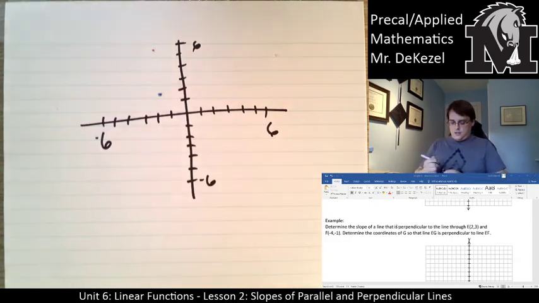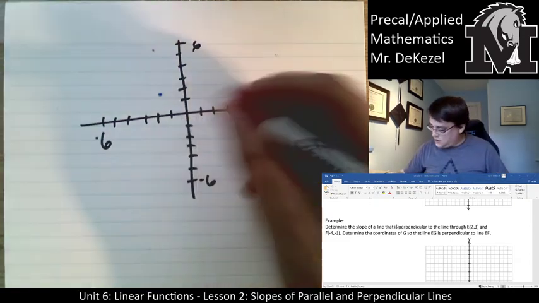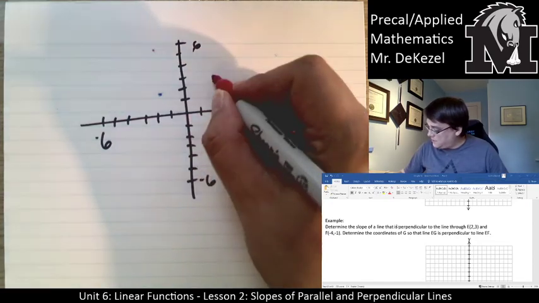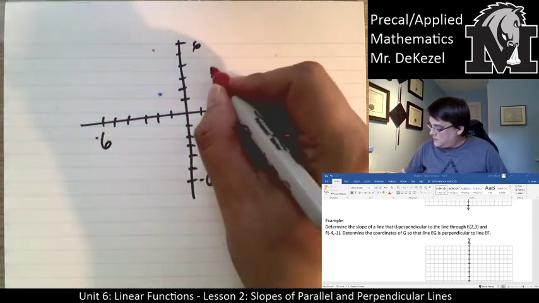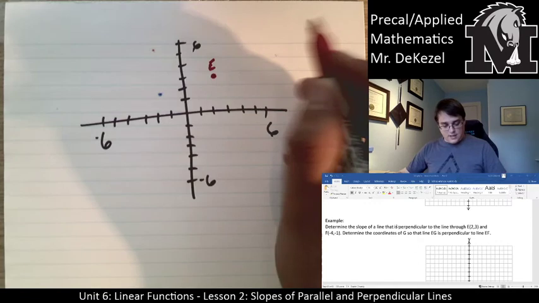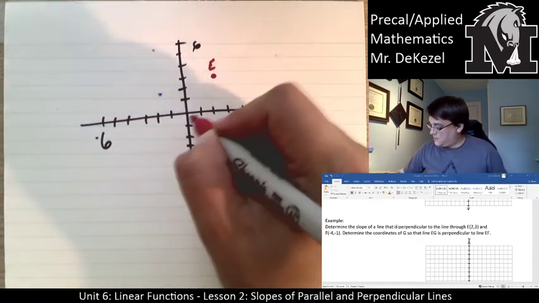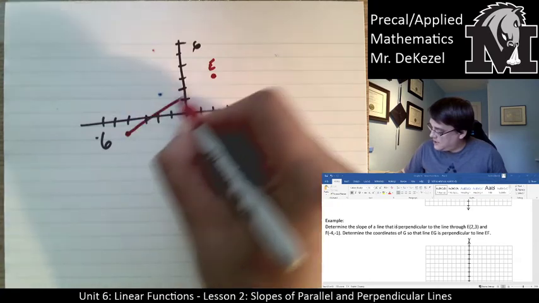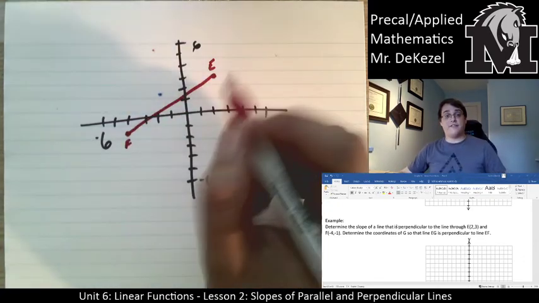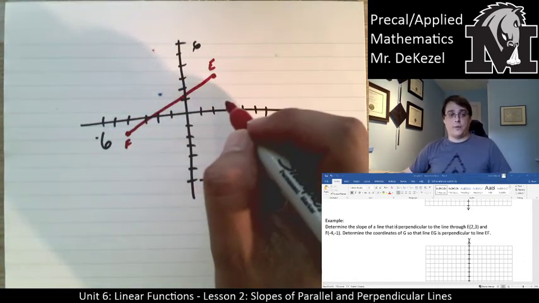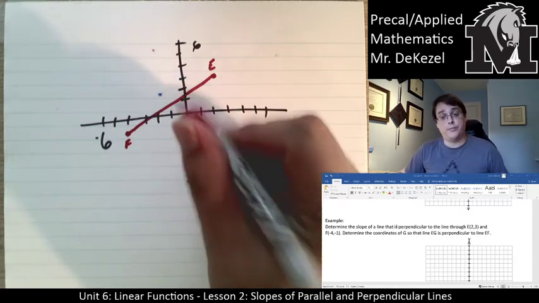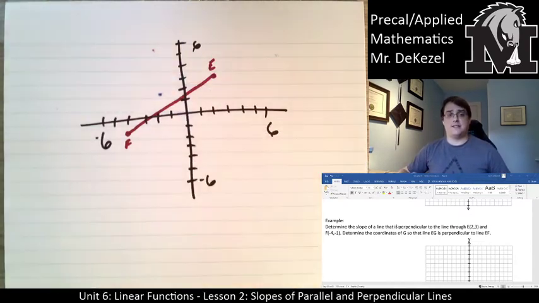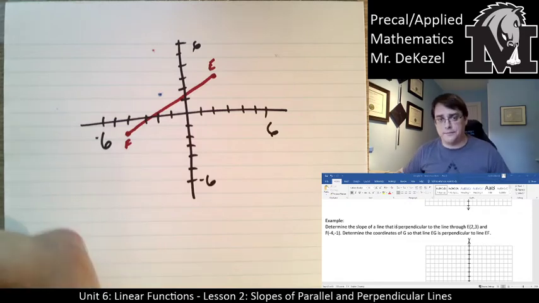Let's draw in the points of the line that we're given. We're given E, which is (2, 3), so over 2 and up 3. That's right here. It's point E. And point F, which is (-4, -1), so that's over 4 and down 1 this way. So we have this line, EF. Now, we have to calculate its slope and then find its negative reciprocal so that we can draw a perpendicular line.